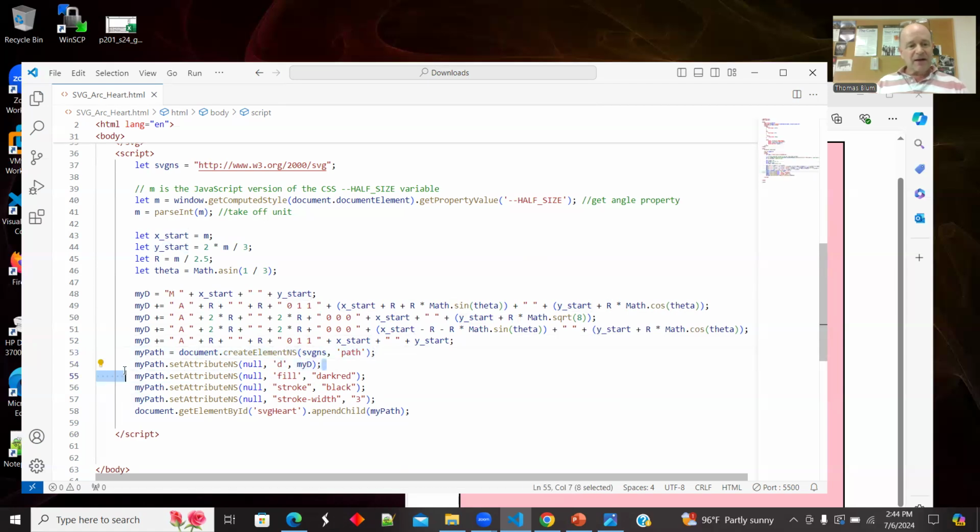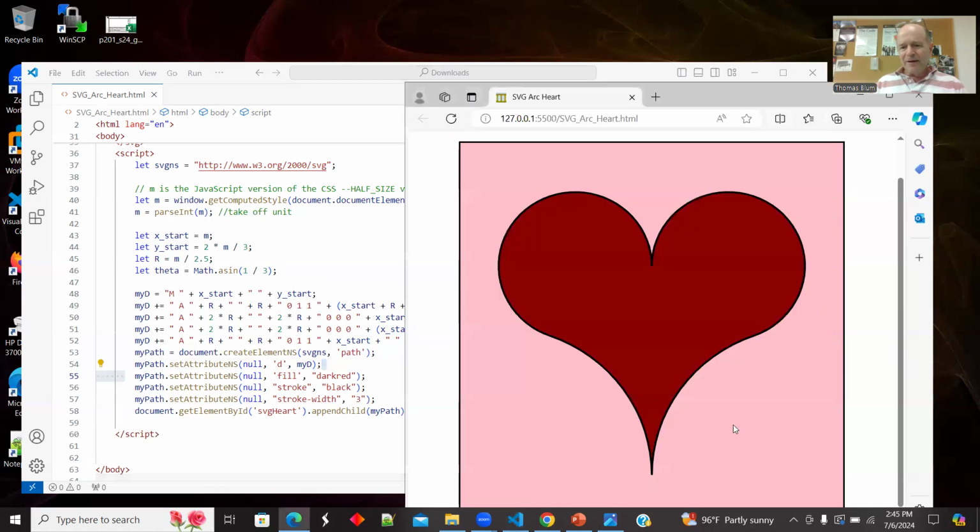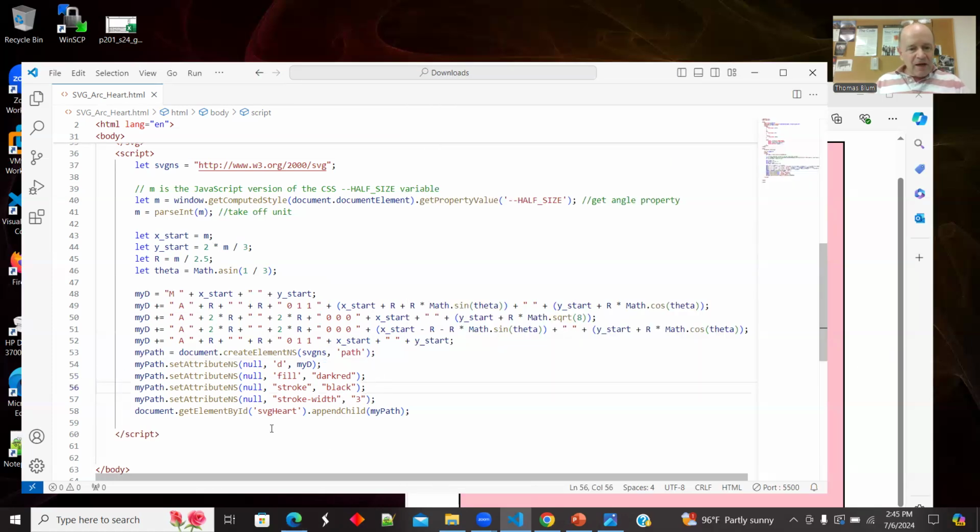My path has all this. The big property of a path is this thing called D. There are paths other than arcs. So M is where I start. A is specifying that I am making arc type paths. I filled it with dark red for a heart. I gave it a black stroke with a stroke width of 3. I don't know why, but I did. And I added it to my path.